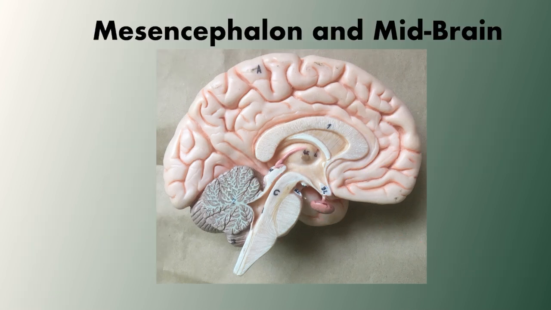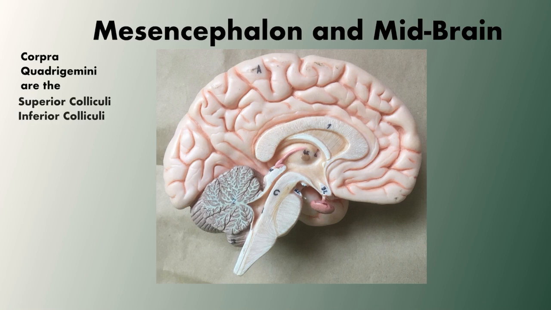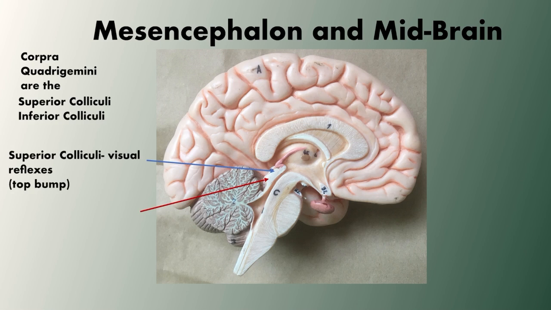Okay, let's take a look at mesencephalon, the midbrain. First of all, remember the corpora quadrigemina, or the superior colliculi and inferior colliculi. Here's our superior colliculi, where we have visual reflexes. Here, that's right, that's our inferior colliculi. Auditory reflexes. How about here?